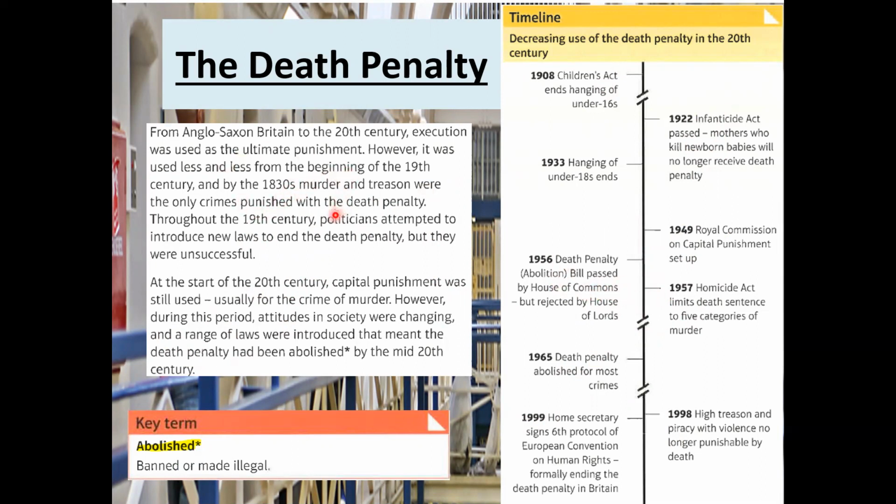From Anglo-Saxon Britain right up to the 20th century, execution was used as the ultimate punishment. As time progresses, slowly but surely over a period of time, the death penalty becomes less and less popular, particularly when we look at the abolition of the Bloody Code. A lot of this was down to popular opinion, popular attitudes. People just didn't like the idea of the death penalty.